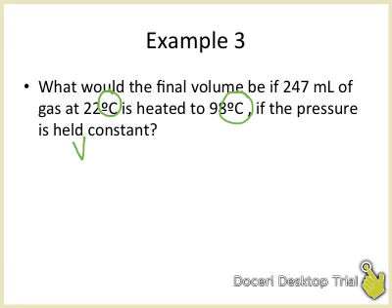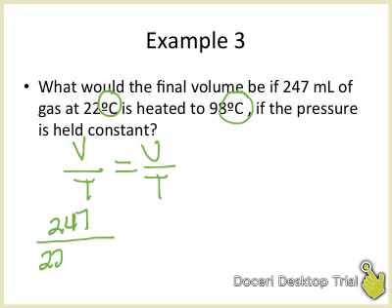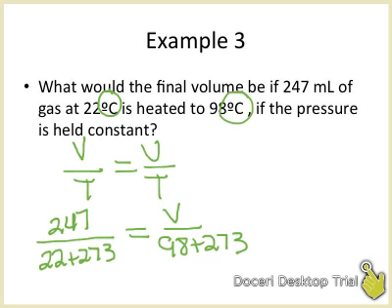But honestly, what I do is I just do that in my calculation. So we have V over T equals V over T, right? So my first volume was 247. So I just write 22 plus 273. We're solving for our second volume, and then 98 plus 273.